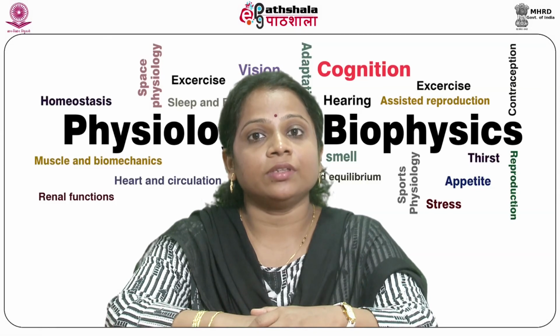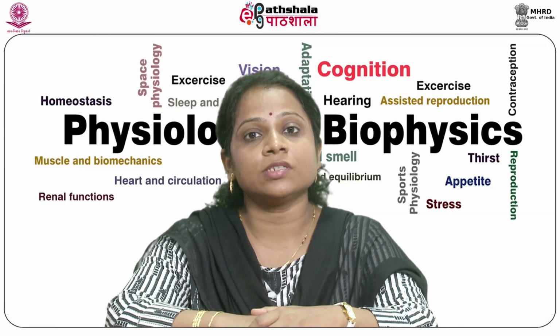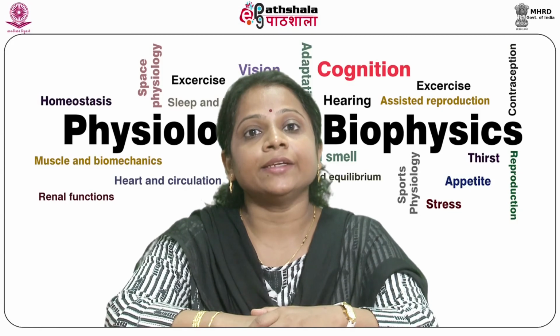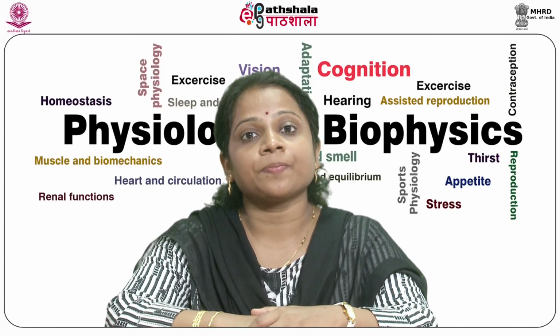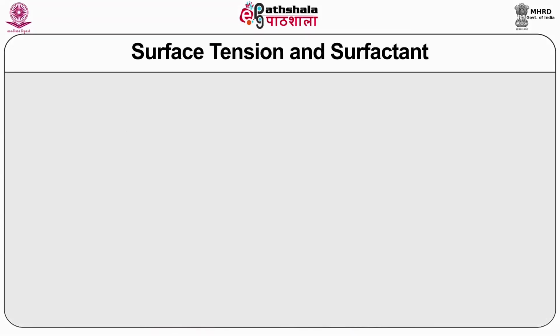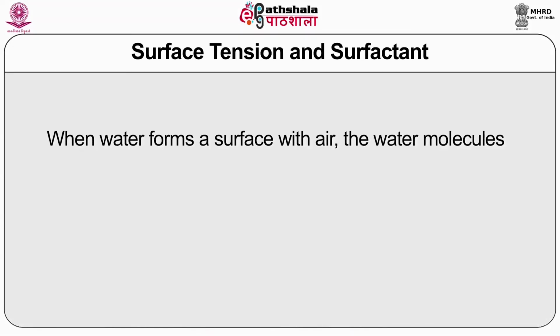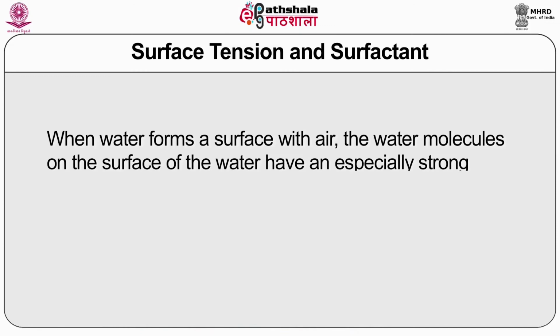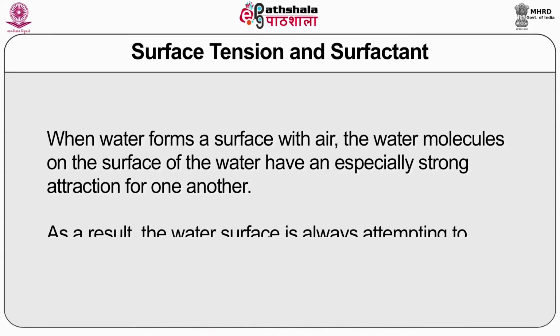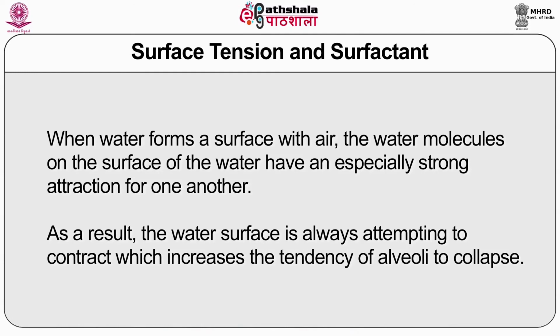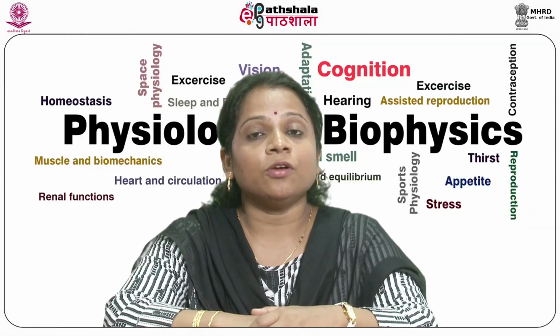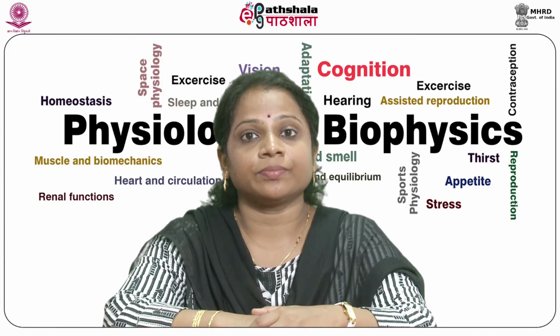What is surface tension? The forces that pull surface molecules of a fluid together at an air-liquid interface is called surface tension. When water forms a surface with air, the water molecules on the surface of the water have an especially strong attraction for each other. As a result, the water surface is always attempting to contract, which increases the tendency of alveoli to collapse. Now, what is the solution for this surface tension?